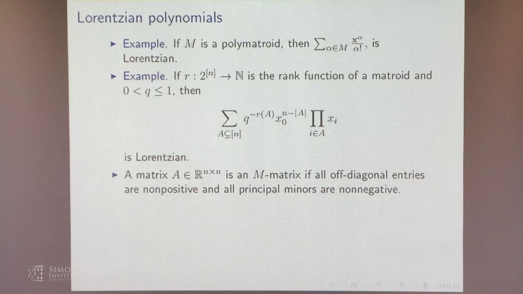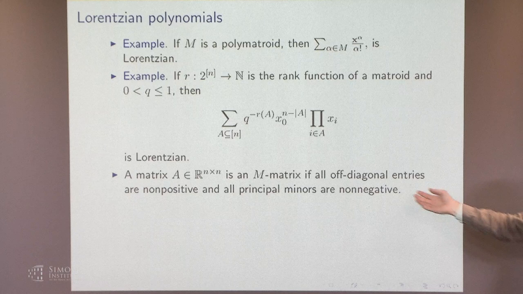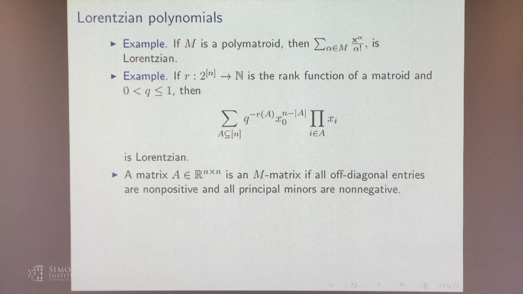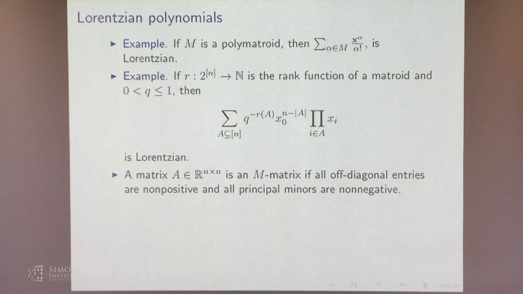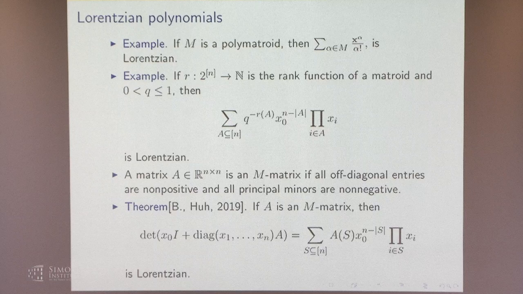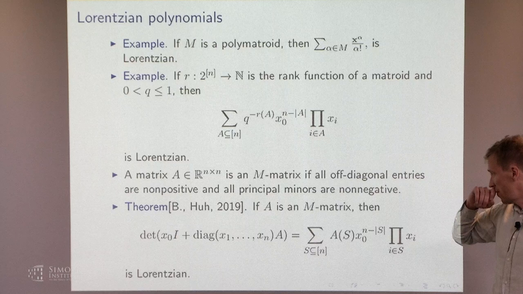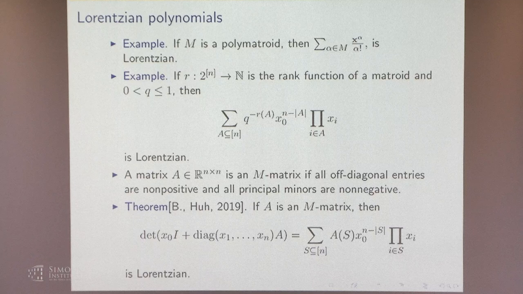Another cute set of examples relates to Caroline's talk yesterday. If you have an M-matrix, Caroline considered just symmetric M-matrices, but the definition makes sense for non-symmetric matrices too. So we have any real matrix which has non-positive off-diagonal entries, and all principal minors are non-negative. This is a nice set of matrices, and one may prove that the multivariate characteristic polynomial in this sense is always Lorentzian. So this could maybe hint to some other version of the Helton-Vinnikov theorem. Maybe.